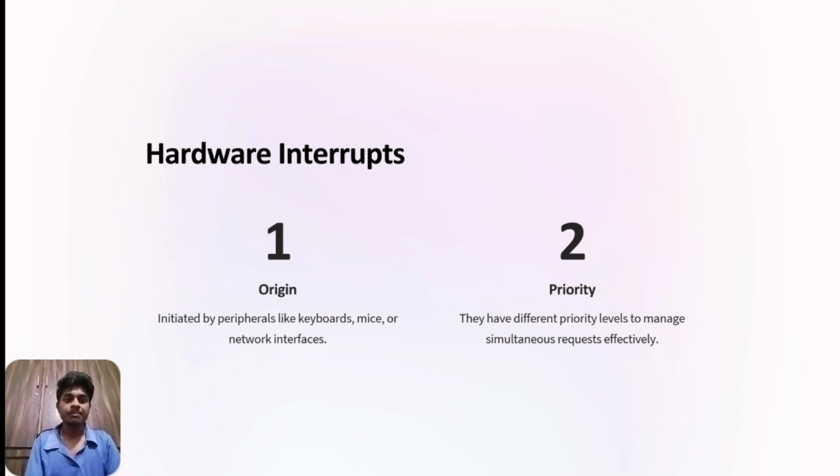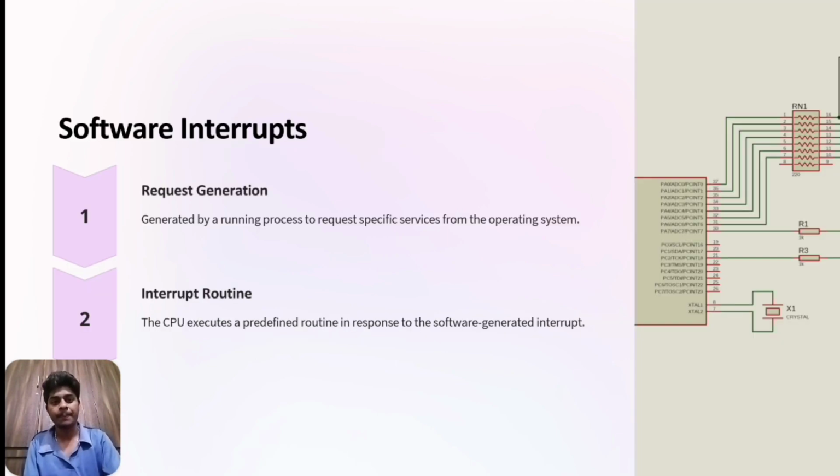Hardware interrupt origin: generated by peripherals like the keyboard, mic, or network interfaces. They have different priority levels to manage simultaneous requests effectively. Software interrupt request generation and interrupt routine: generated by the running process to request specific services from the operating system. The interrupt routine is where the CPU executes a predefined routine in response to a software-generated interrupt.